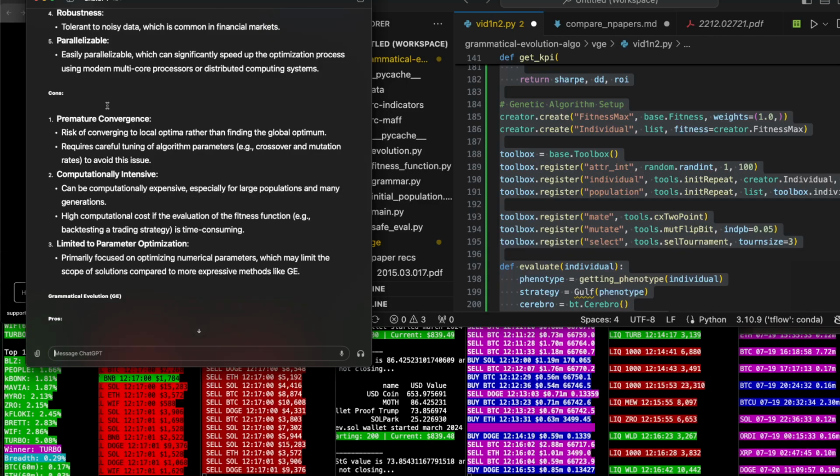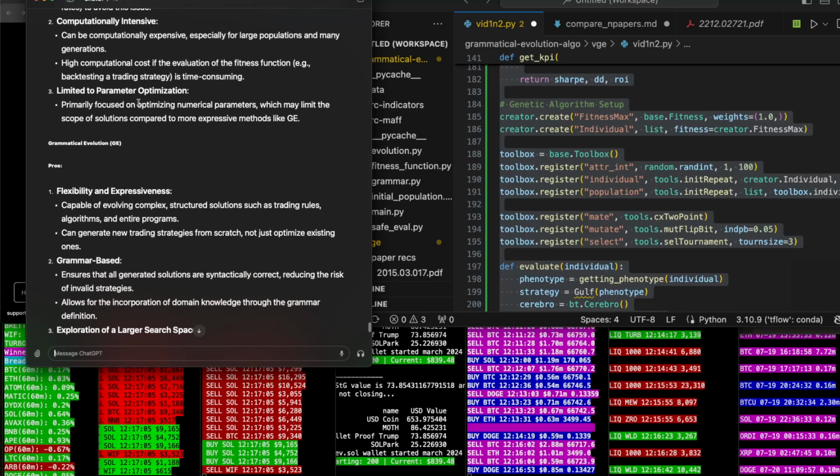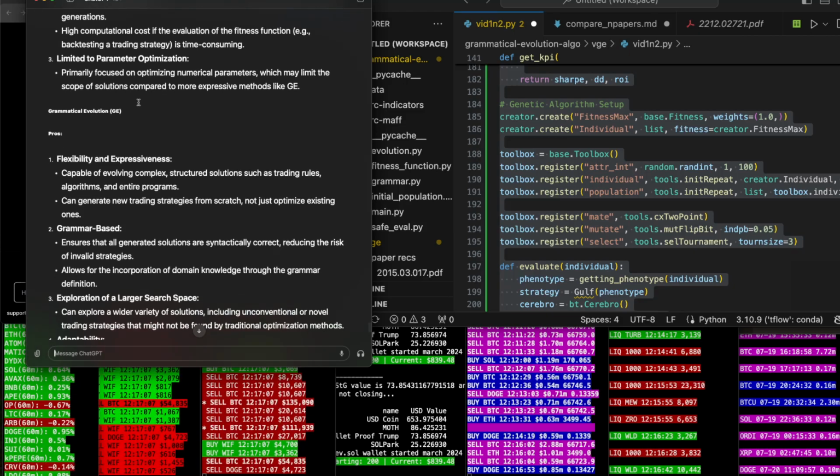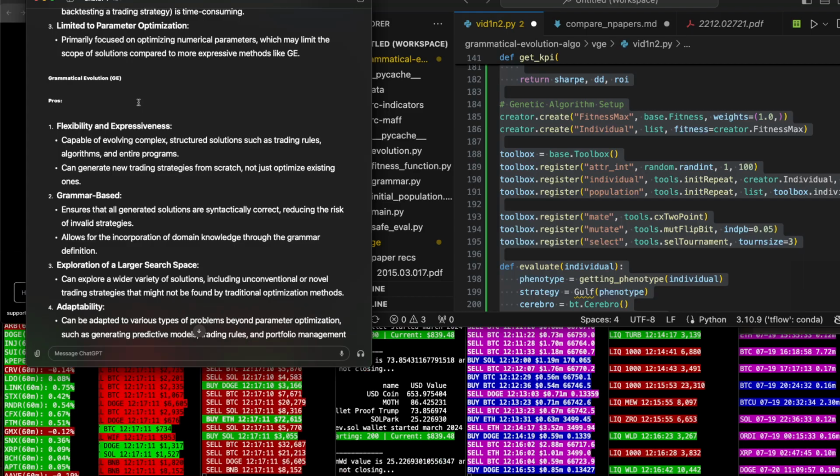Limited to parameter optimization, focus on optimizing numerical parameters, which may limit the scope of solutions compared to the more extensive methods like GE, grammatical evolution.